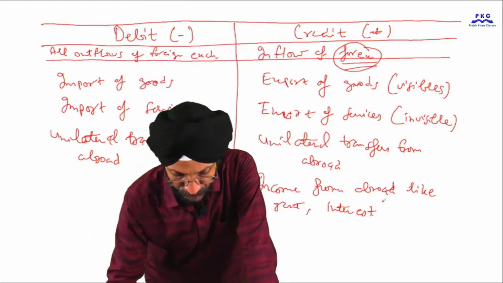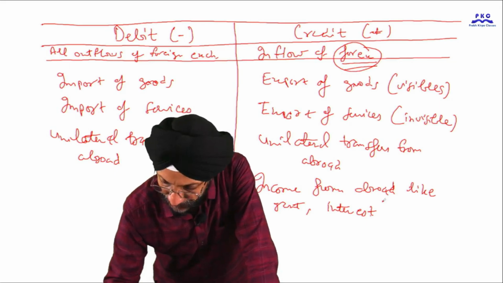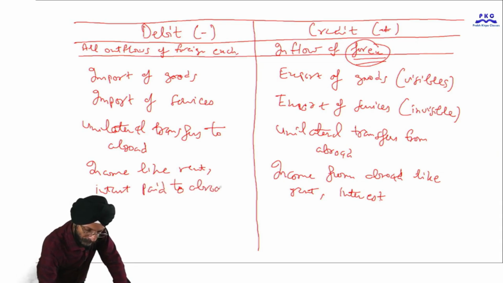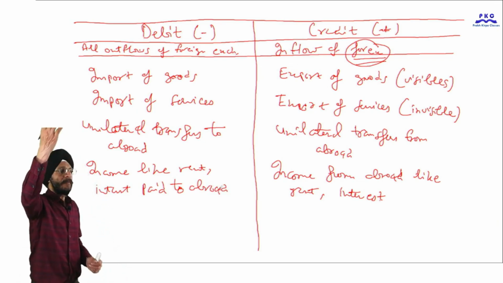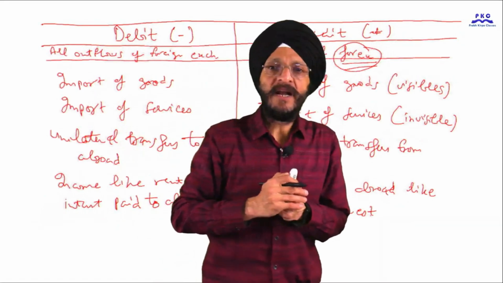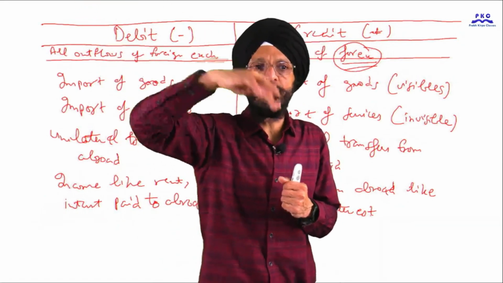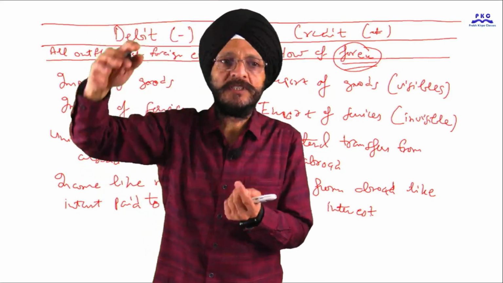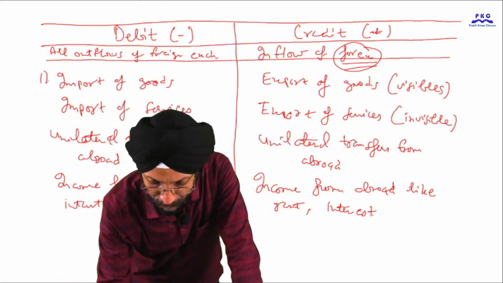But if we have to make payment to abroad, income like rent, interest paid to abroad, if we send money abroad because they have made investments and now the income is flowing to them in the form of rent, interest, dividend, then it means outflow of foreign exchange. It is to be taken on the debit side.